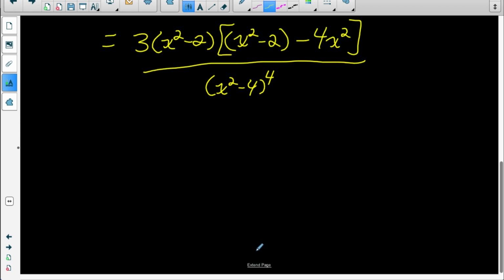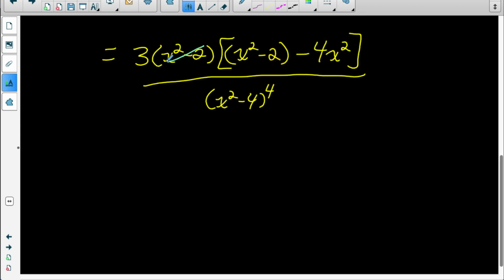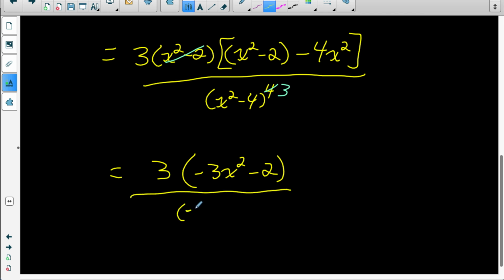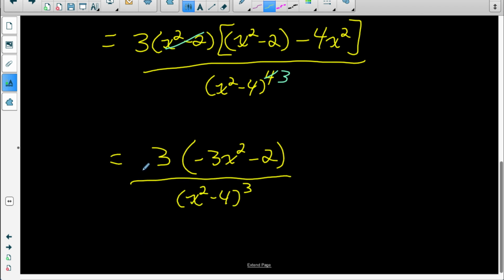And something nice happens here as well. This x squared minus 2 cancels out with one of these factors, so we're left with 3 of them in the denominator. So my final line here, I've got 3, and then inside here I've got x squared minus 4x squared, that's negative 3x squared, and that minus 2 is still there, all over x squared minus 4 cubed. So there's my final answer.